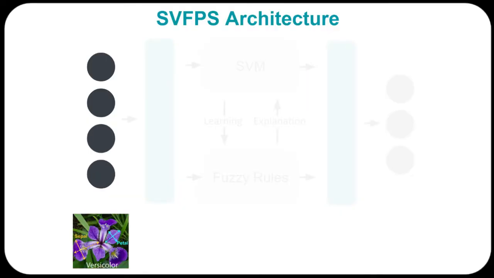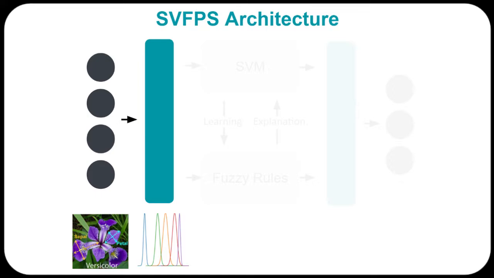Firstly, the features of each data point are used as an input into the first layer of SVFPS. Secondly, local fuzzy clustering is performed on each of the features. Thereafter, each cluster corresponds to an antecedent node, which is automatically generated.